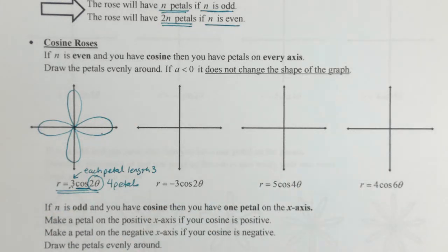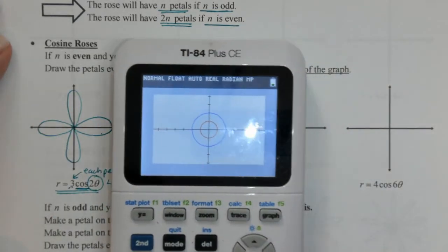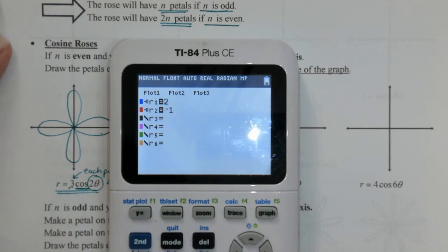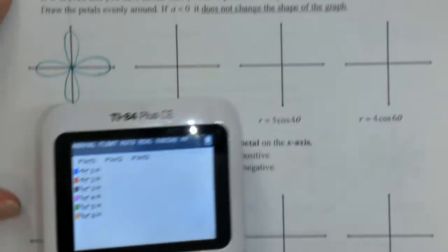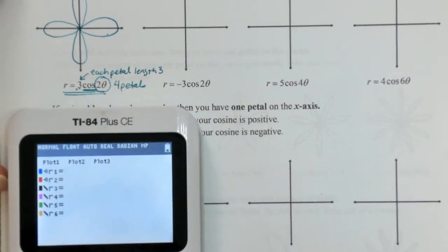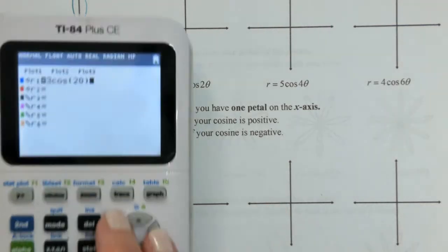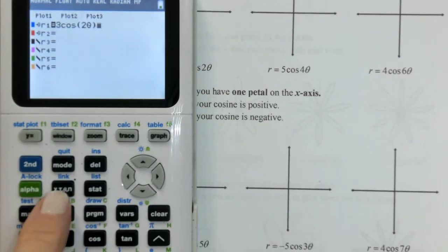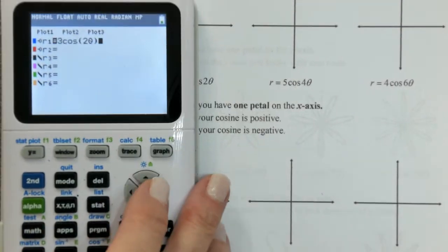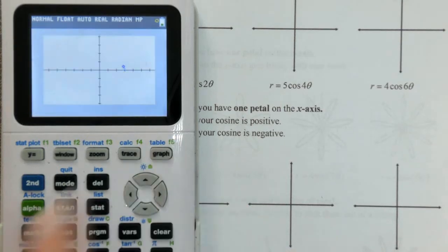Let's confirm on our calculator. Okay, 3 cosine of 2 theta. By the way, when you hit the X button here, you get theta now. All right? So let's go and graph this.